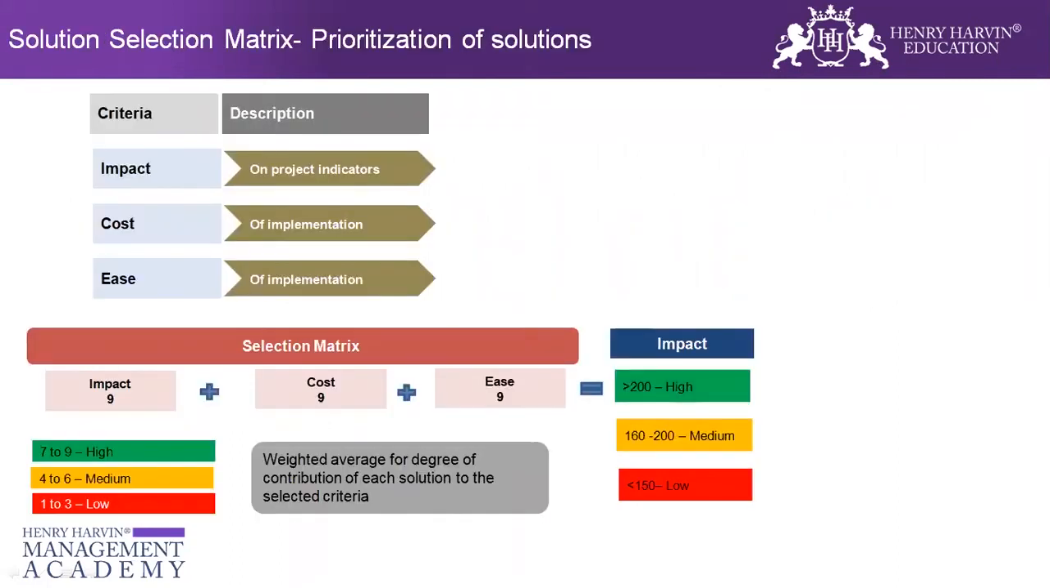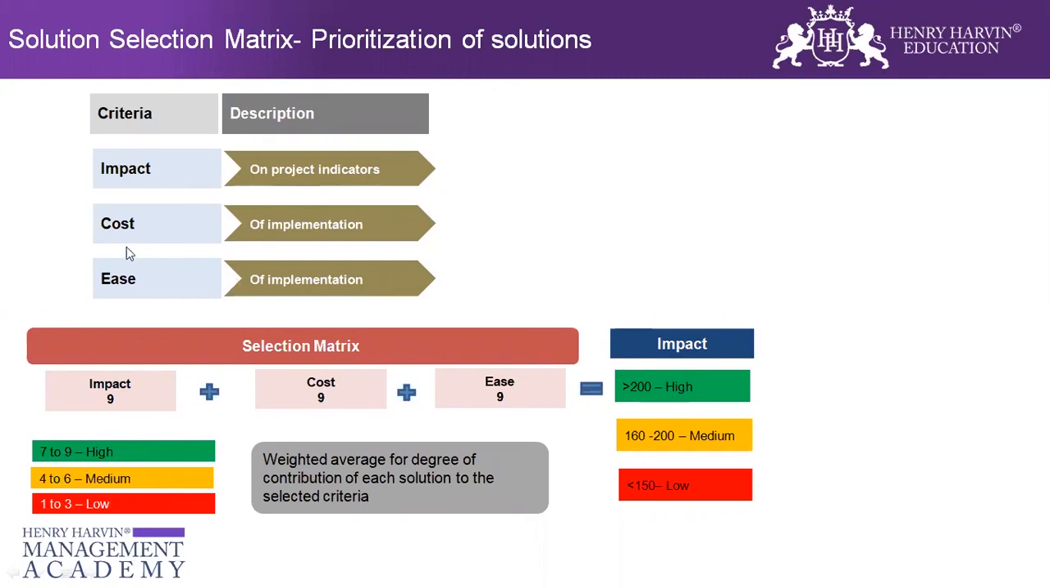Okay, so let's say you have identified certain solutions. Now we need to prioritize them. As I said, there could be many combinations that you can use. You can use impact as a criterion, whether the solution has a high impact. You can give a rating. If the solution will have a high impact, it gets a high rating; if there is a rating of 4 to 6, it's a medium; and if it's a rating of 1 to 3, it's a low.